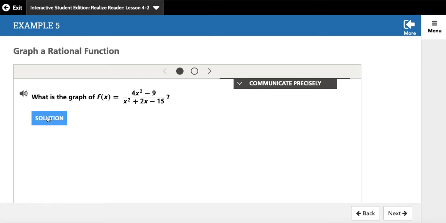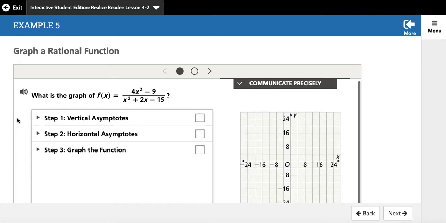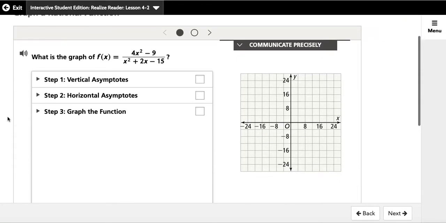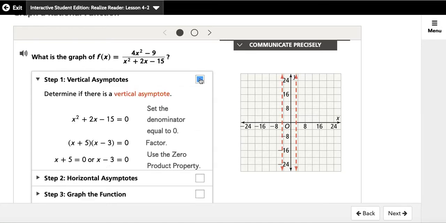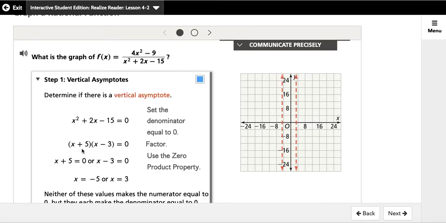Quadratic over a quadratic. We still want to find the vertical asymptotes, so we would set the denominator equal to 0, and you could either use the quadratic formula or factor it. For this problem, they factored it. They found the vertical asymptotes are at -5 and at +3. They graph those.